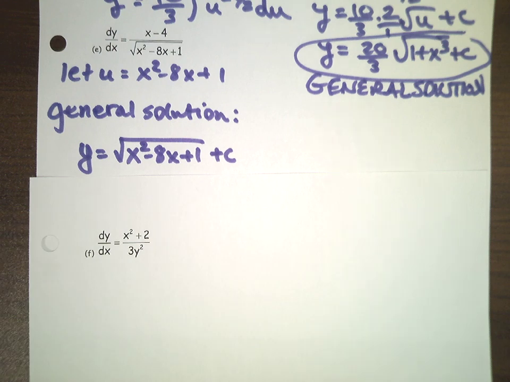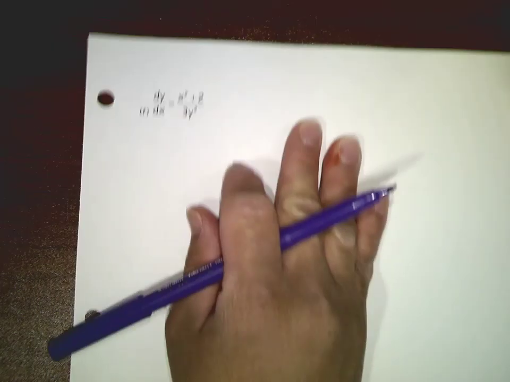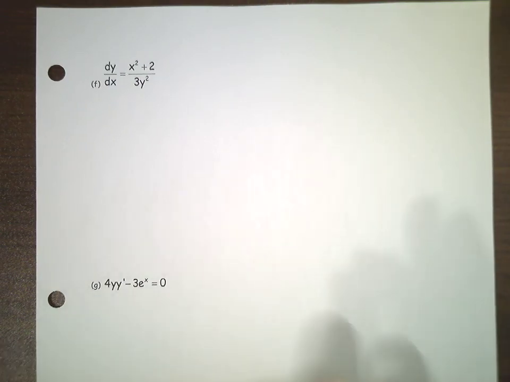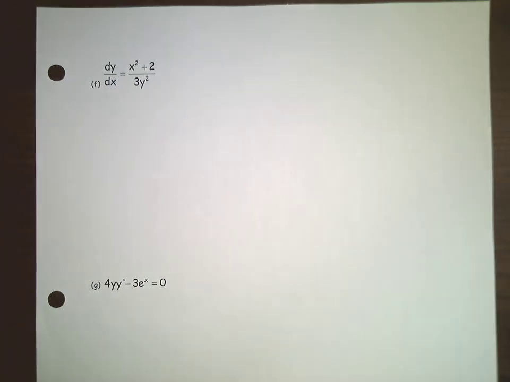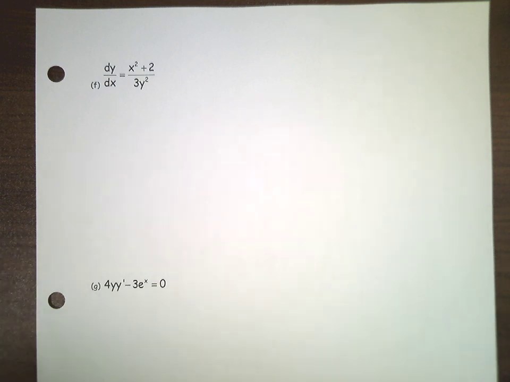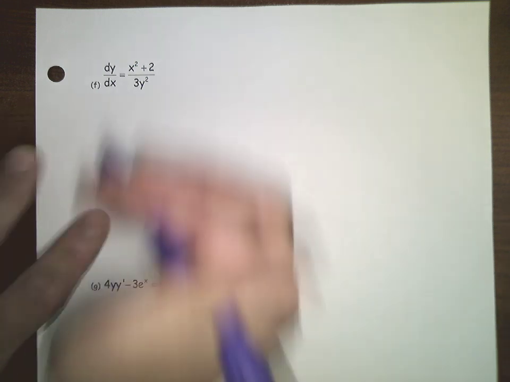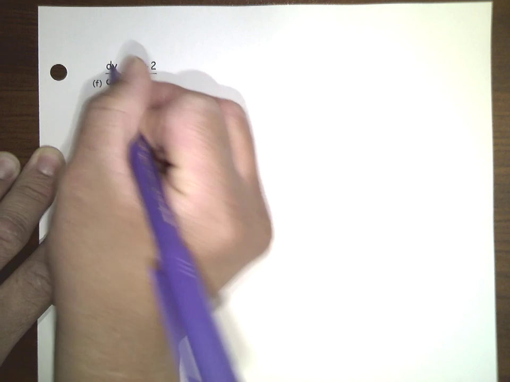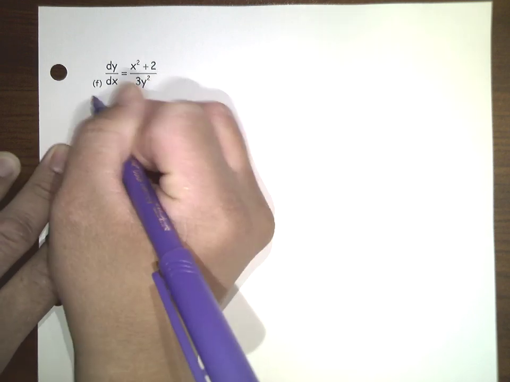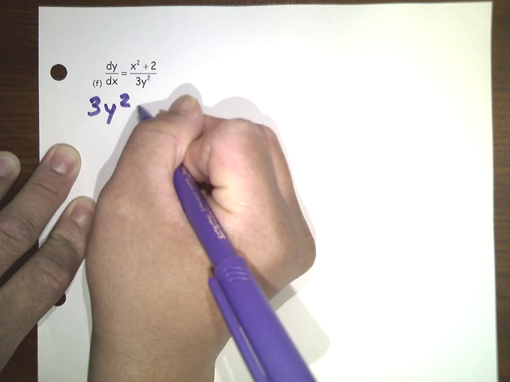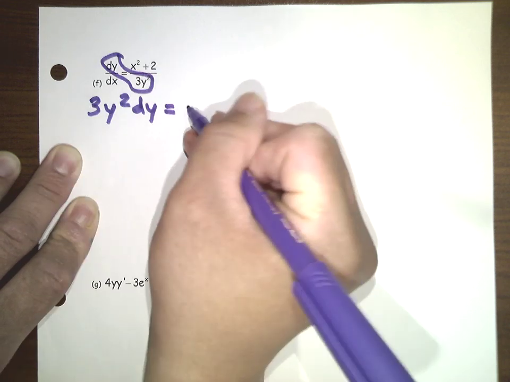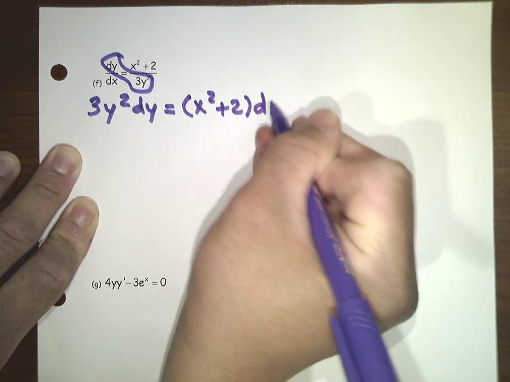So now, what are we going to do? We have dy dx is equal to x squared plus 2 over 3y squared. So what I want to do, remember how I said before, I want to write it in differential form, but even more importantly, I want to get all of the y's on one side of the equation, all of the x's on the other side of the equation. So in essence, you can consider it something like cross multiplying in a way to get 3y squared dy is going to be x squared plus 2 dx.